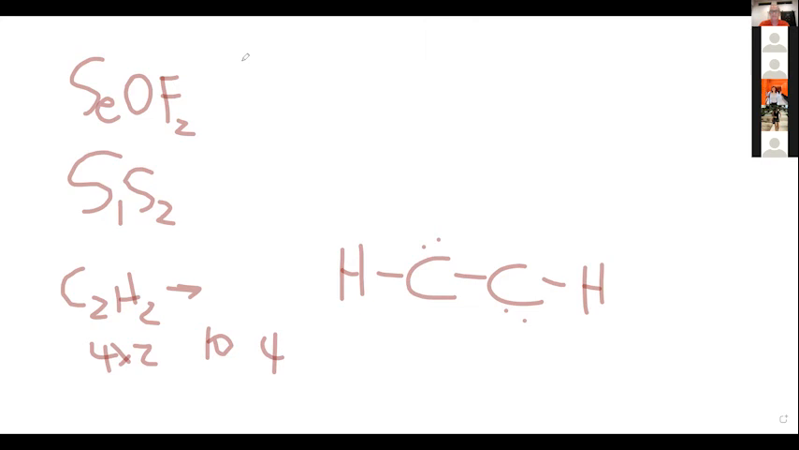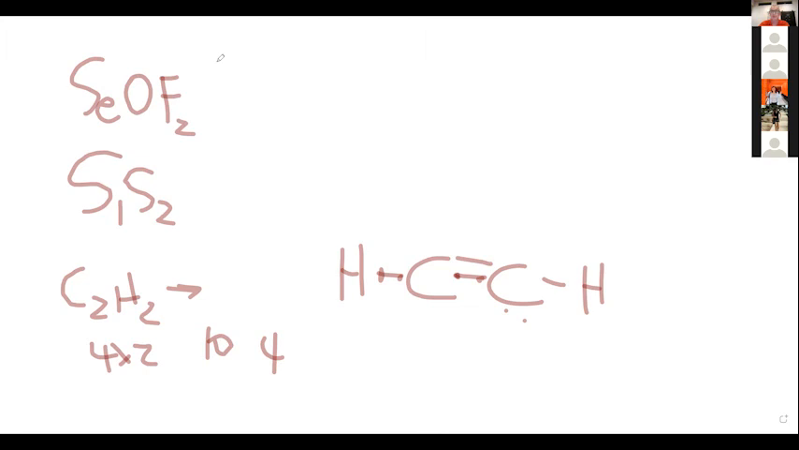No, they each have 6, right? 1, 2, 3, 4, 5, 6. So they're going to have to share one of those lone pairs. So one of the lone pairs goes in the middle. And now we're left with a double bond.